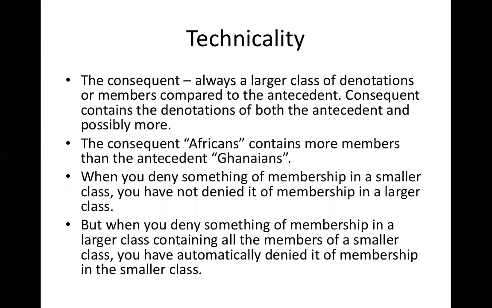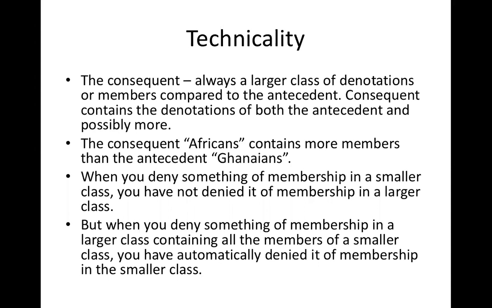That is the rule. That's how it is naturally. That is nature. We'll see why it is so. Now, the consequent, Africans, contains more members than the antecedent Ghanaians. When you say all Ghanaians are Africans, you are implying that Africans is a bigger class than Ghanaians and can contain more than Ghanaians.